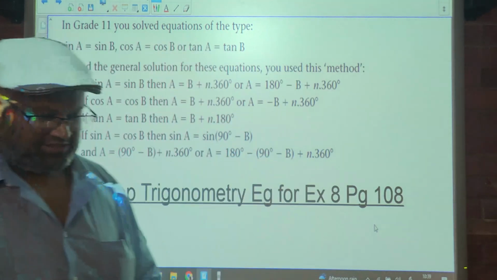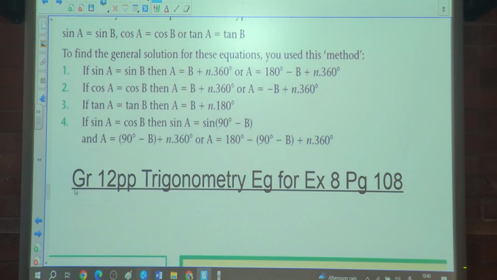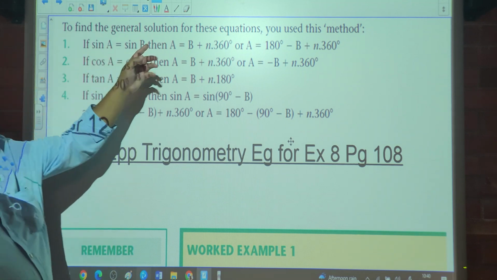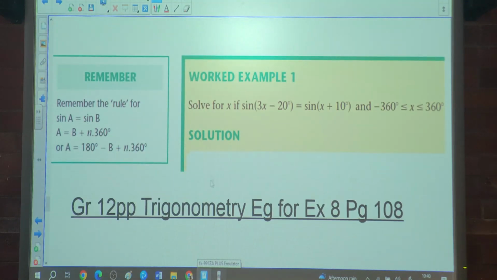Alright. So let's read what they said here. Solve equations using compound angles and no calculator. In grade 11 you solve equations of the type sine of A is equal to sine of B, and cos of A is equal to cos of B, or tan of A is equal to tan of B. See, that was exercise 7.13 or 7.12 from your Keeping Maths Simple textbook. To find the general solution of these equations, you use this method. We get both to be sine, and then we drop the signs and so on. So that is just a refresher then.